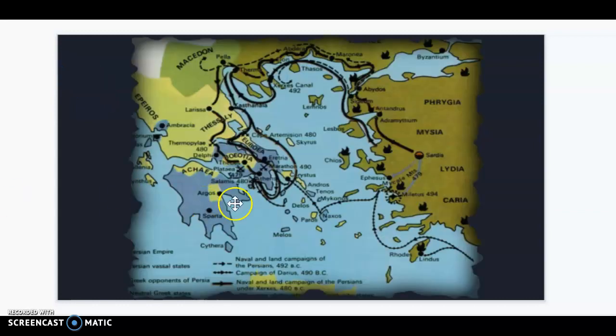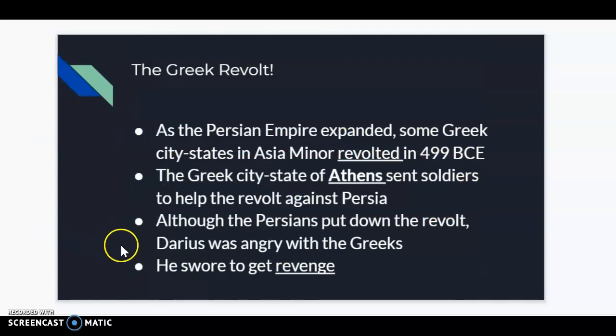And so we'll go here. This is Asia Minor. If you know your map, which you should by now, this is Greece. And the city-state of Athens, located right over here, is going to send some aid to these city-states over here, the Ionian city-states. And so when they do this, it really offends Darius and the Persians.